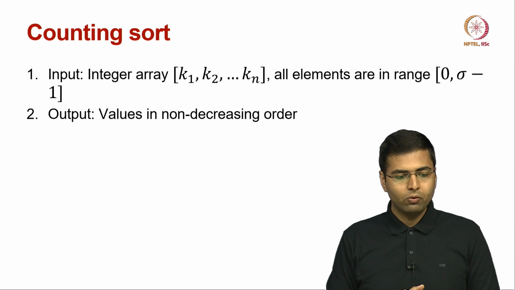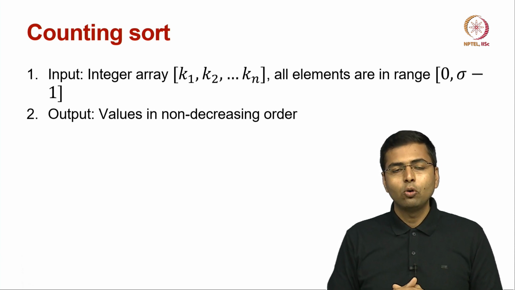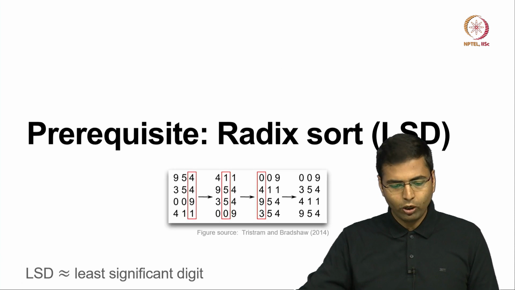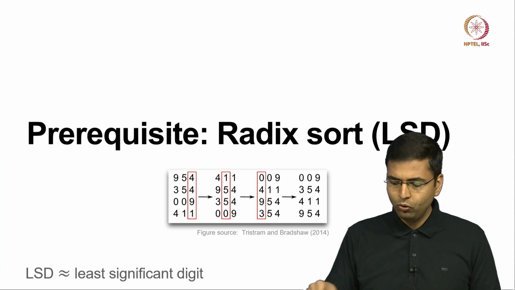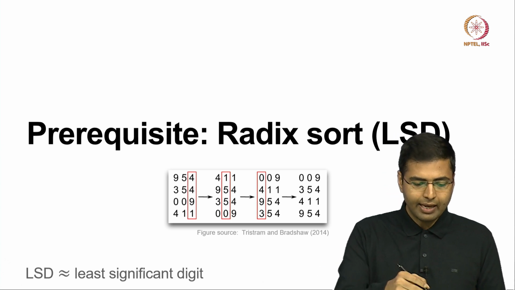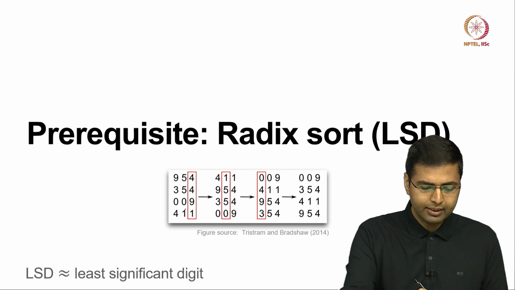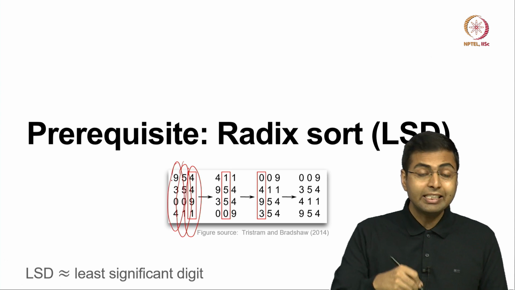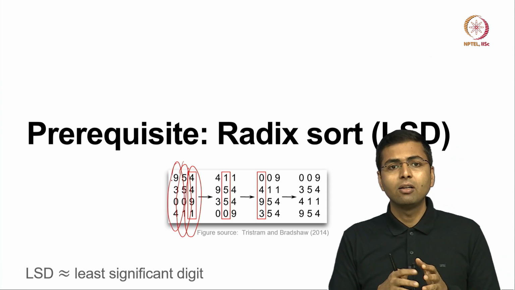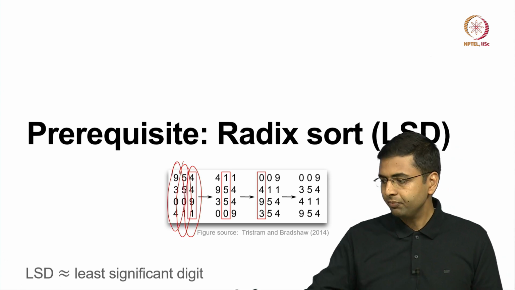Okay. So, counting sort. Let us look at the counting sort, because in the radix sort we are going to apply this counting sort algorithm multiple times. The way radix sort works is it looks at the numbers one column at a time, and in each iteration we are going to use the counting sort algorithm.